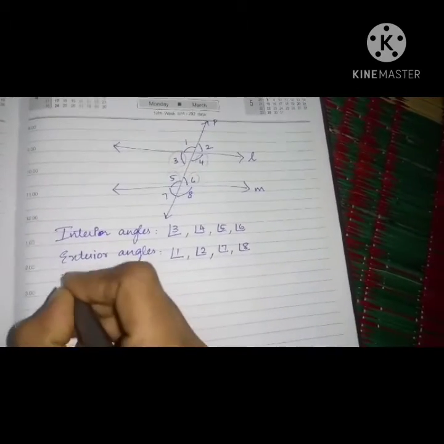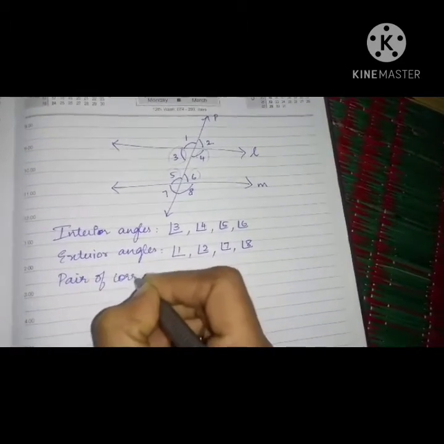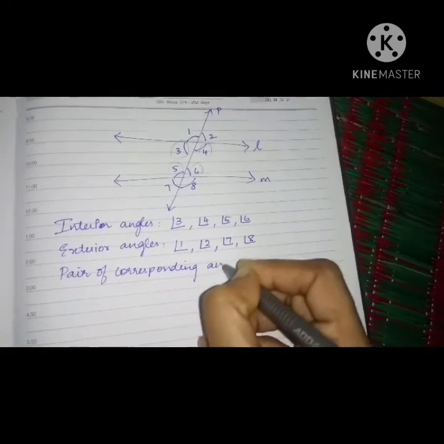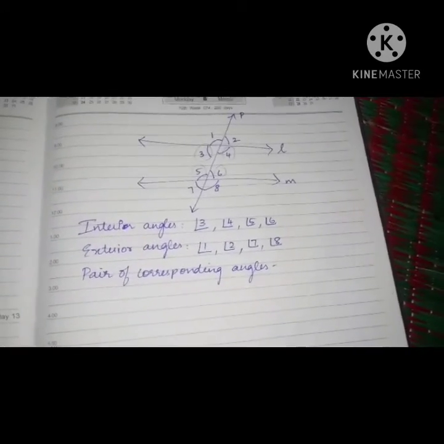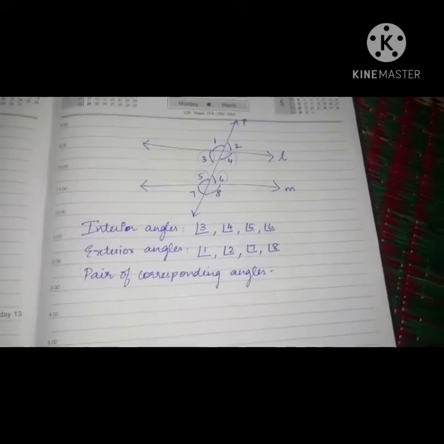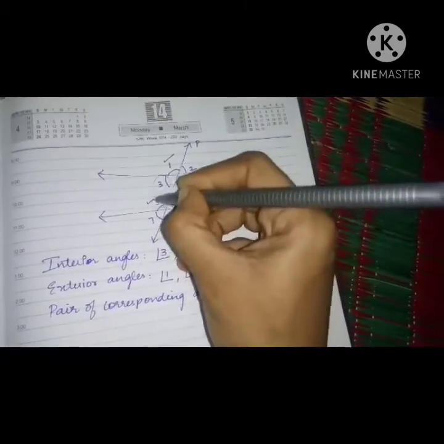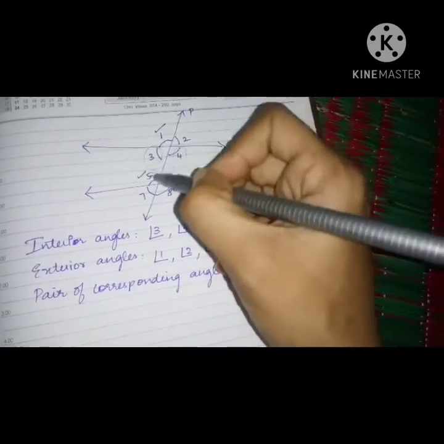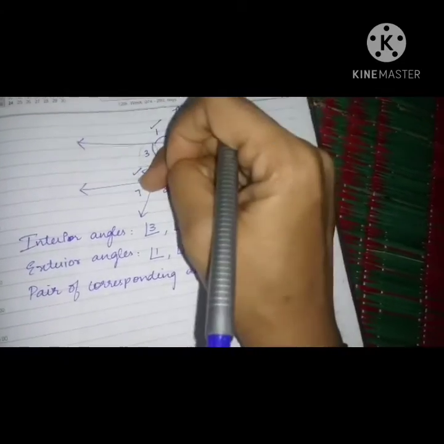Next, pair of corresponding angles. Corresponding angles means you have to leave one angle and then write the next. Pair means two things will be there. So 1 and 5 are corresponding. You see, between 1 and 5 I have left 3. So, leave one and write the fifth one.